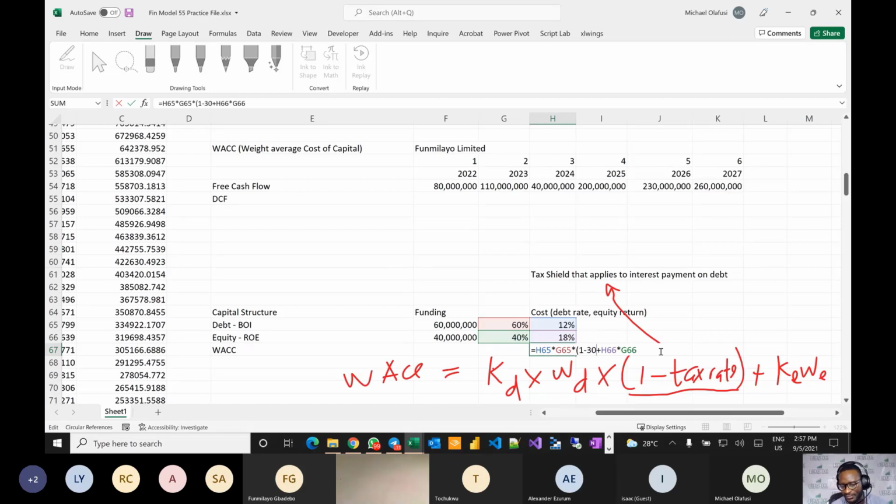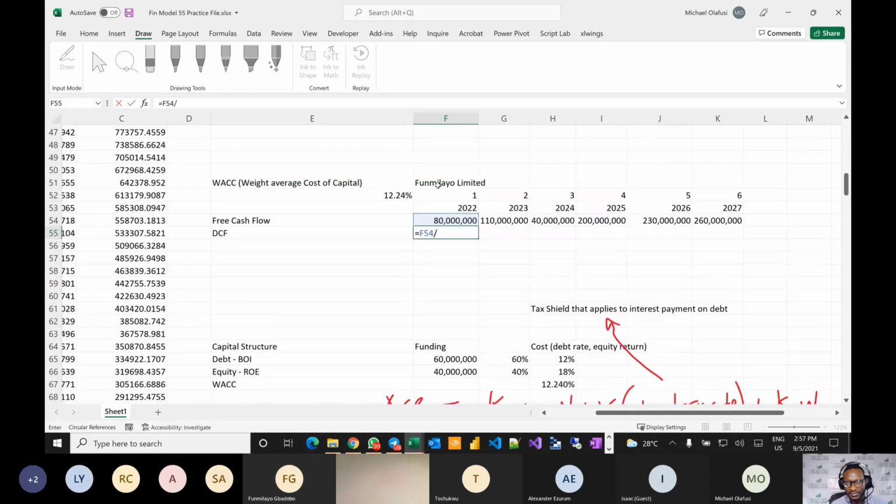So in Nigeria, we conservatively use 30% for tax rates. You could use 32% if you want to capture ETF. But I'm just going to leave it at 30%. So this is going to get us the weighted average cost of capital. I'm going to plug it here and say 12.24%.